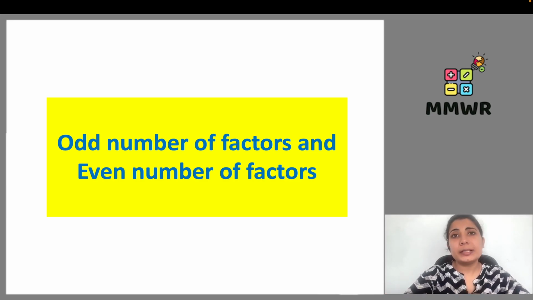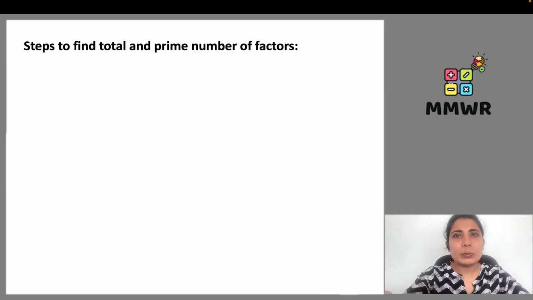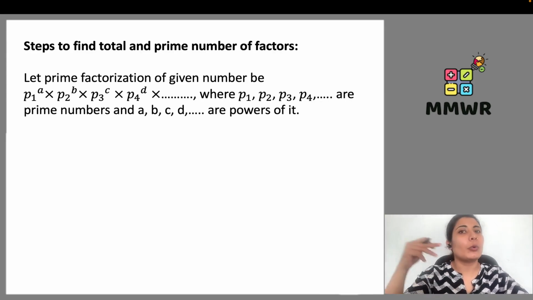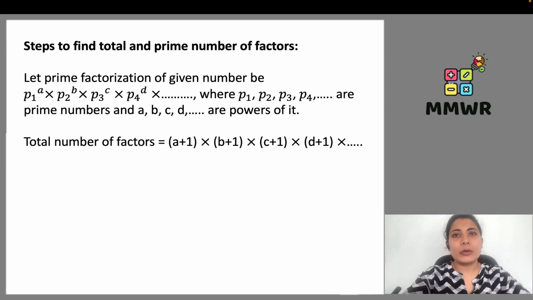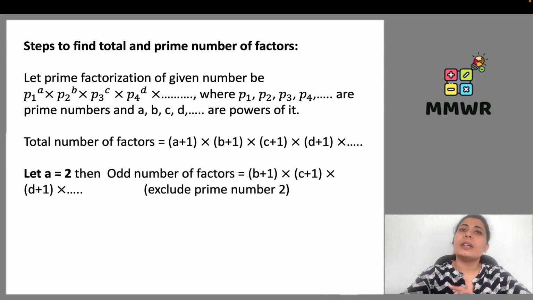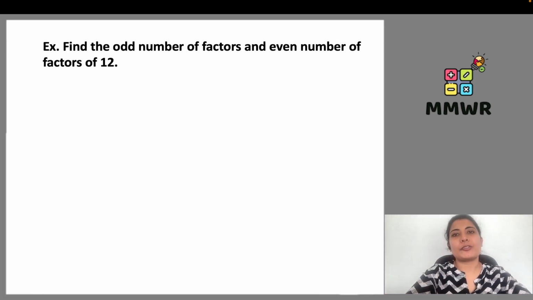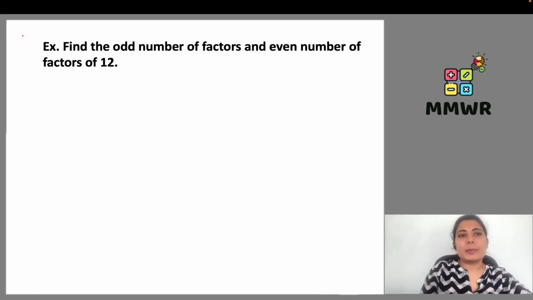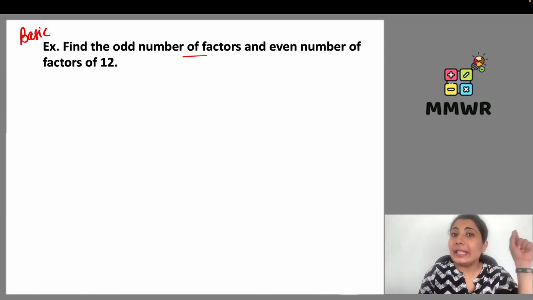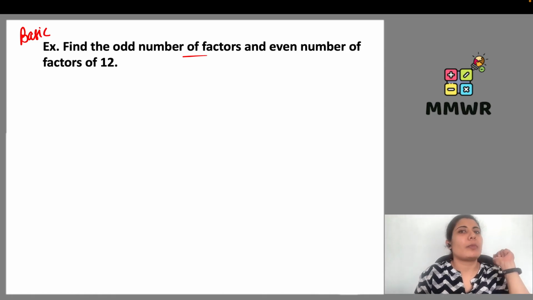So what method is there? I'll show you the rules, but you will understand these rules only in the way I teach you, and then you will be able to apply them. Okay, so let's move on. First I will be teaching you the basic method. We have to find out the quantity of odd number of factors.